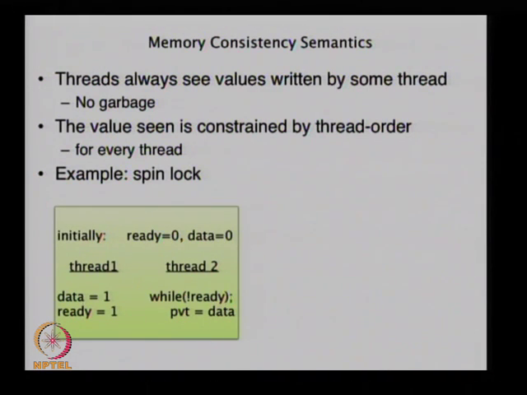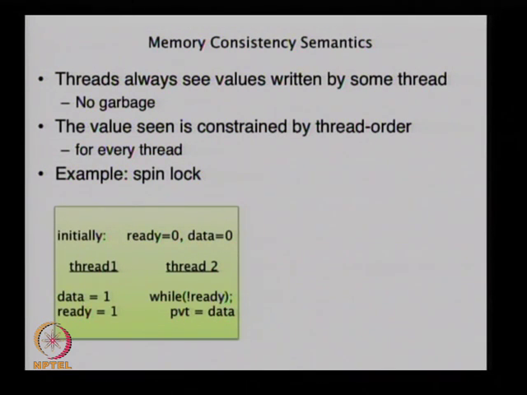It keeps looping. So the tab is extra. And then it sets private equal to data. Right? So when it thinks that the data is ready, it makes a copy of it.